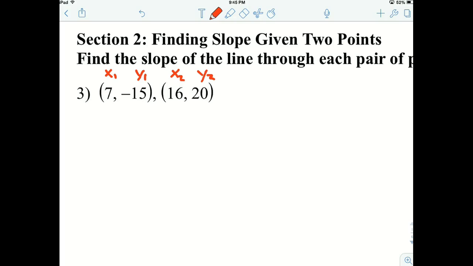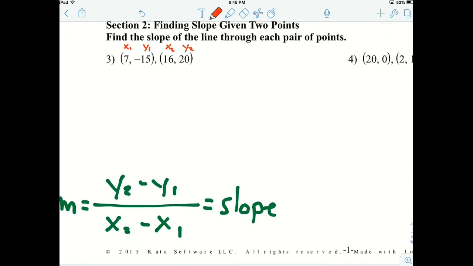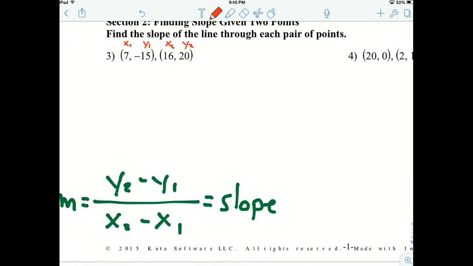So now we can plug them into our formula for the slope. And if we look below, it says we have y2 minus y1. So that means we're going to start out with 20 minus our y1 of negative 15. So 20 minus negative 15. That is all over x2, which is 16, minus x1, which is 7.